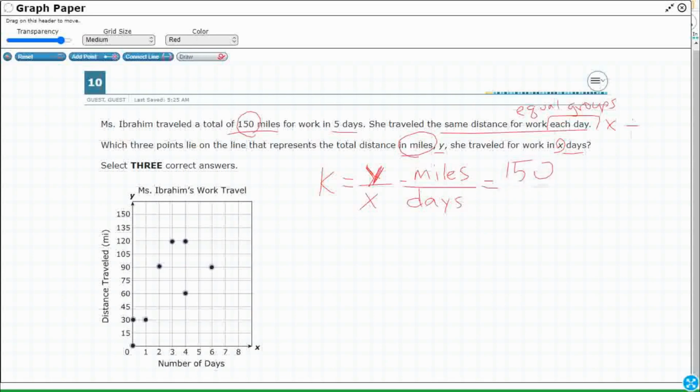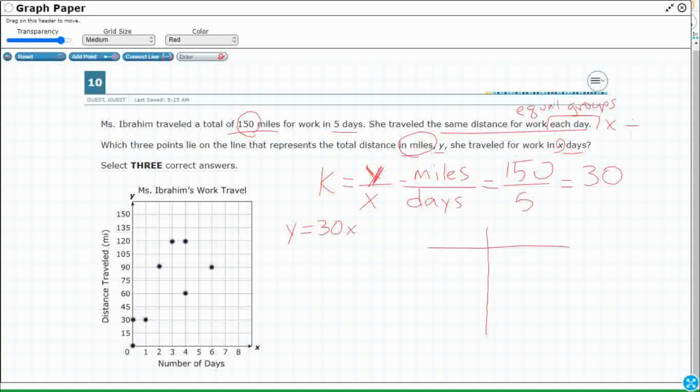150 miles over 5 days. So 150 divided by 5, look at that. So I've got my constant of proportionality, which is 30. All right, so if I want to write this equation here, I could just say y equals 30x.